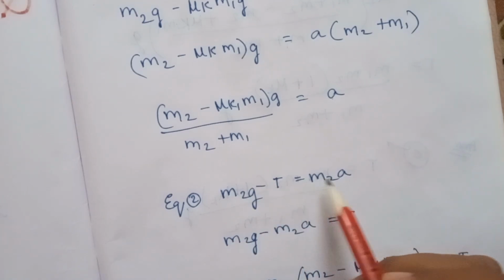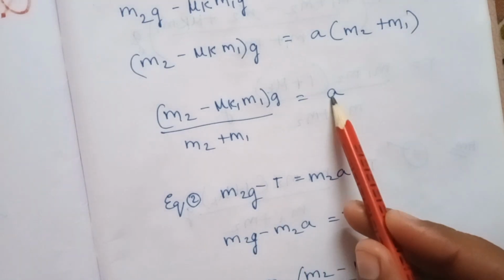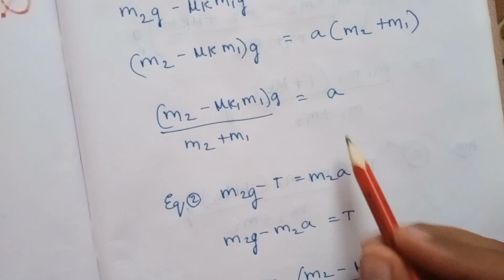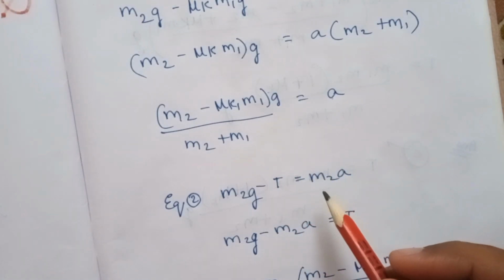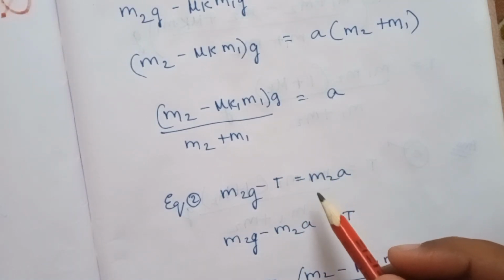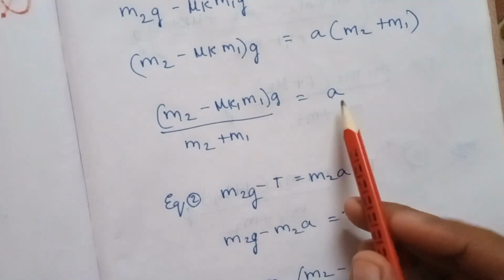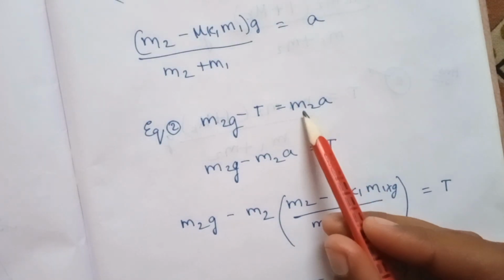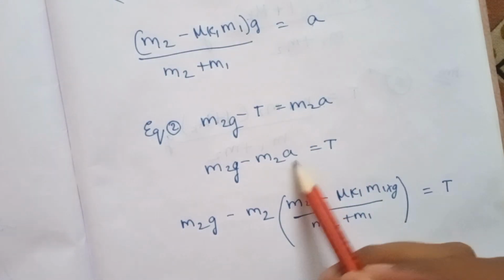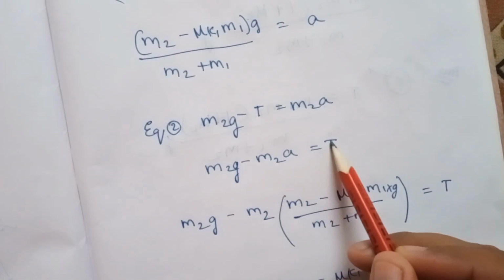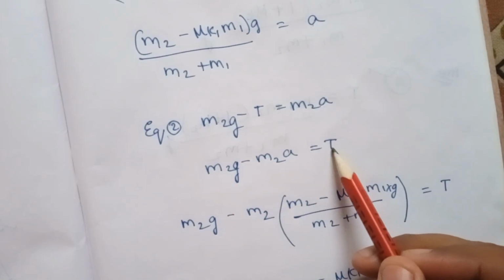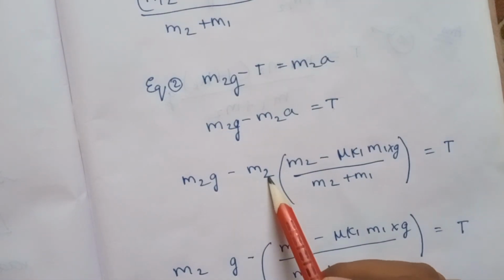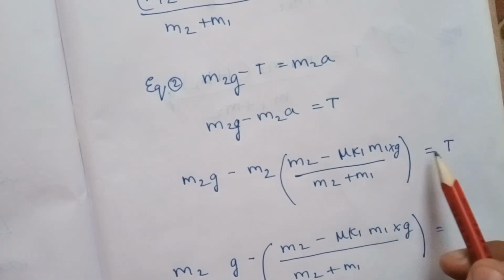m2g minus T is equal to m2a. Now substitute this acceleration in equation 2. Why are we not substituting the acceleration in equation 1? Because equation 1 already contains kinetic friction, so we do not want to complicate. So we substitute the acceleration in equation 2. Bring m2a to this side. So m2g minus m2a is equal to tension, because we want to find the tension in the string. m2g minus m2 times the acceleration is equal to T.